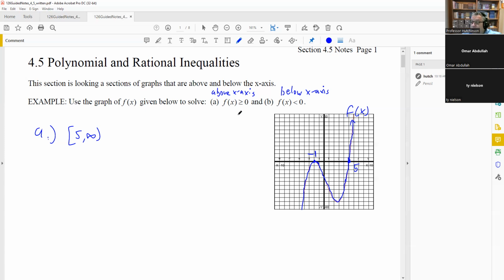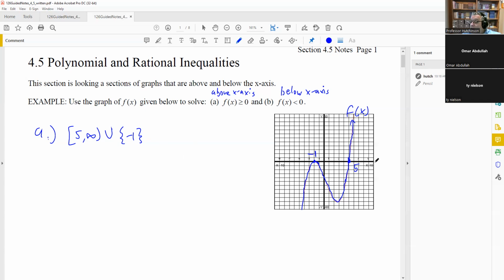However, there is one more piece that we have here. Notice it says f of x equals 0. Well, it equals 0 at -1 also. So what I'm going to do is write the interval notation from 5 to infinity, but also add just the x value of -1 only, just the set of -1, because greater than or equal to 0 means that you have to include any point where the graph is equal to 0. Now it's equal to 0 at both -1 and 5. The 5 is automatically included in my first piece, the interval from 5 to infinity.